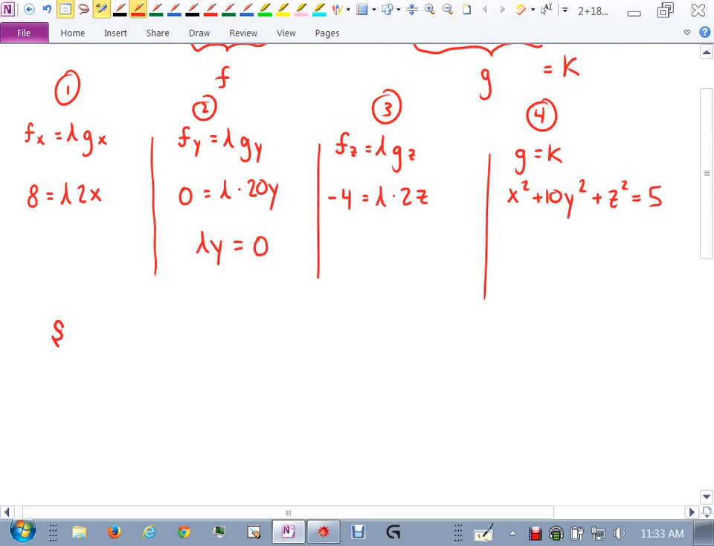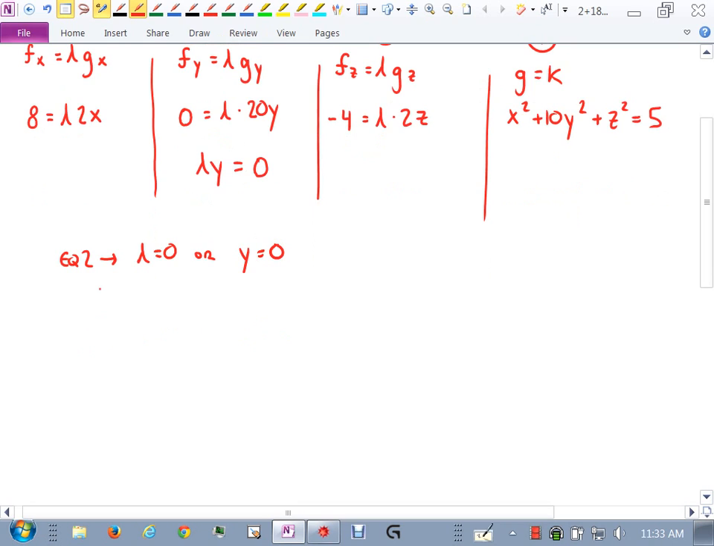Equation 2 tells me that lambda must be 0 or y must be 0. They could both be 0, but that's a little too restrictive because I want to let one be 0 and then figure out what happens to the rest of the stuff. Suppose lambda is 0. Then what can you tell me?